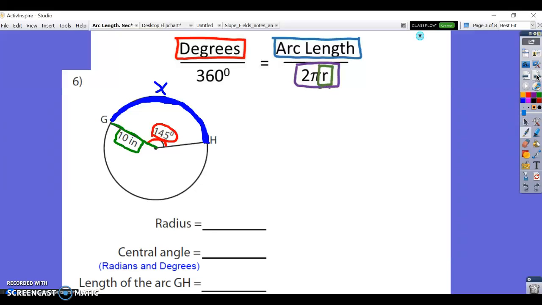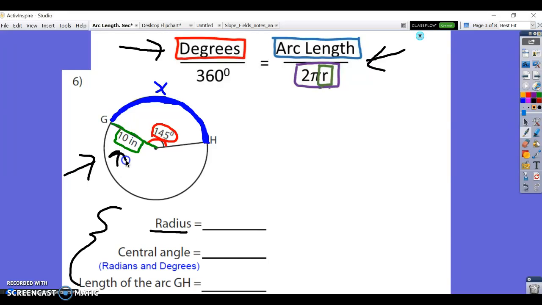You can see that I have the proportion that we're going to be using at the top. And I've also color-coded my circle. You don't have to do that, or you can. It's up to you. The first thing that I'm going to do is come down here to see what it's asking for, and fill in as much of this as I can with the information that I'm given in the circle. So first, I'm going to notice, okay, do I have a radius? Why, yes. Yes, I do. It's 10 inches. Then I'm going to ask myself, okay, did they give me a central angle? Oh, yes, they did. It's 145 degrees, which means what I'm looking for is the length of arc GH.